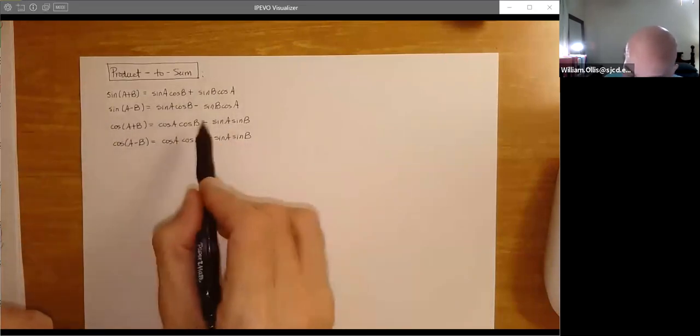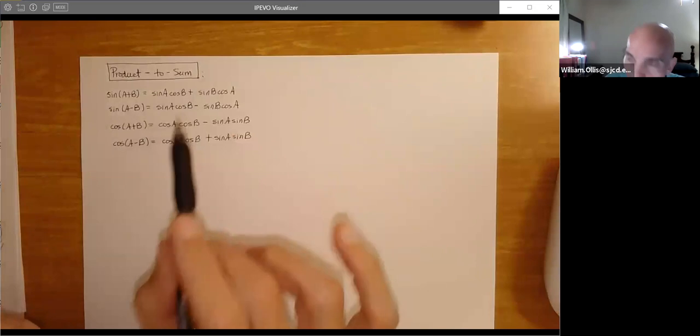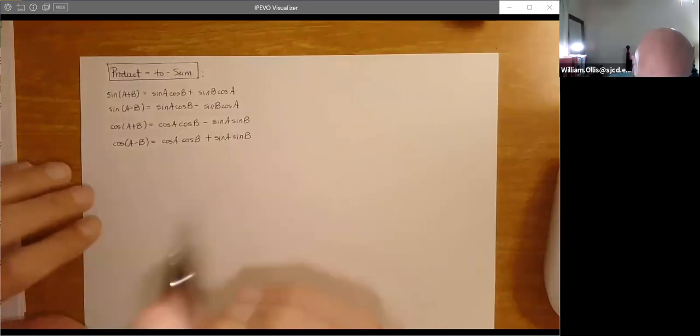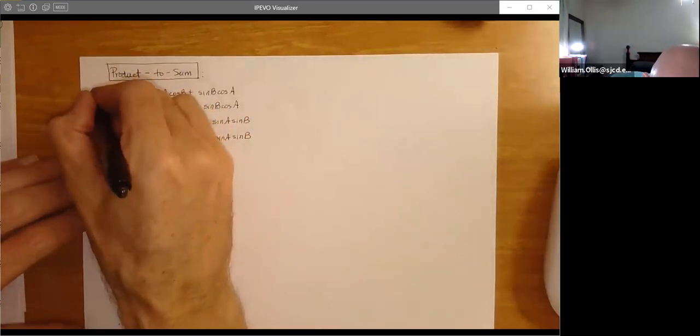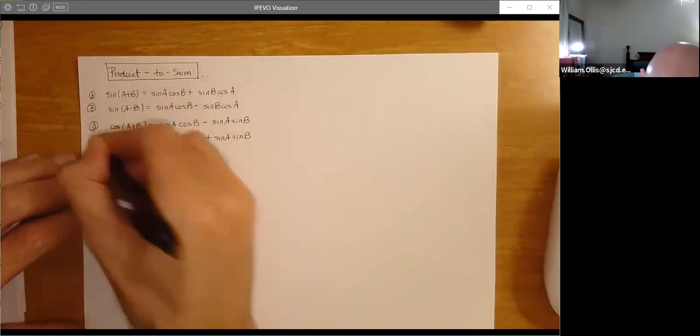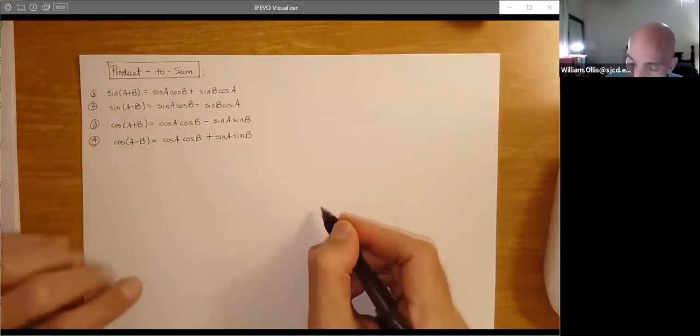So now the idea here is we want an identity that takes a product of trig functions and writes it as a sum. We're thinking that will be a very useful construct in calculus because integrating products of trig functions is complicated. Sums, much easier. So the first thing we're going to do, and let me just number them 1, 2, 3, 4. I'm being lazy, but I don't want to write them down again.